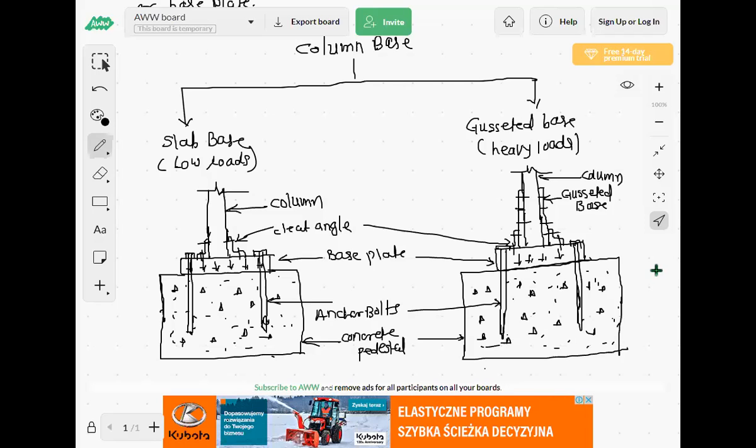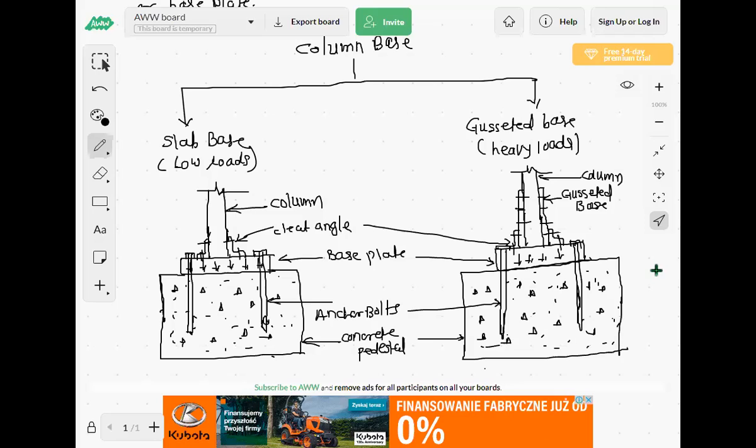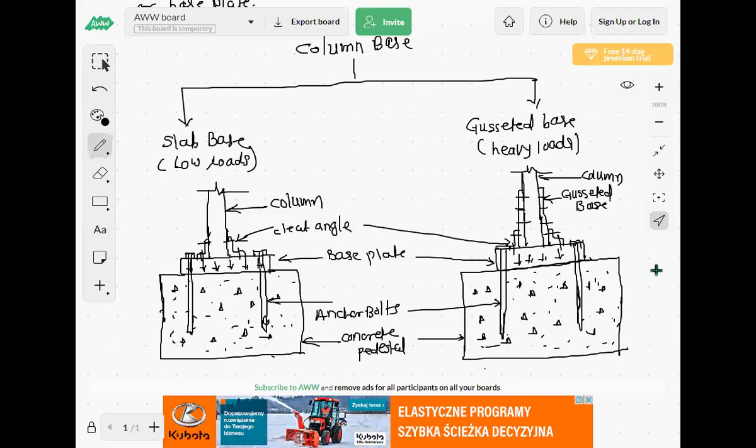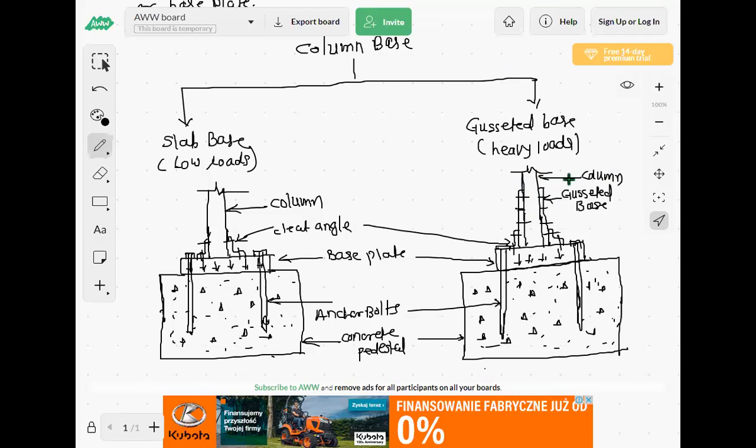So why is the gusseted base provided for heavy loads? If heavy loads are coming on the column, we provide the gusseted base. The reason behind that is the vertical column will deflect to the left or right side. So we provide this gusseted base, and this gusseted base is again connected to cleat angles. For that purpose we are providing this gusseted base.